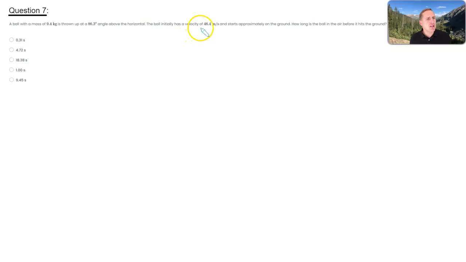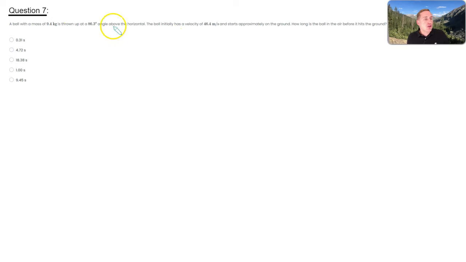The ball initially has a velocity of 46.4 meters per second and starts approximately on the ground. How long is the ball in the air before it hits the ground? So this is a projectile motion problem. How do I know this?